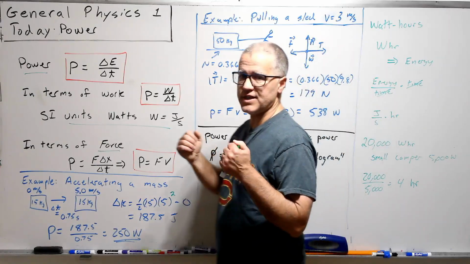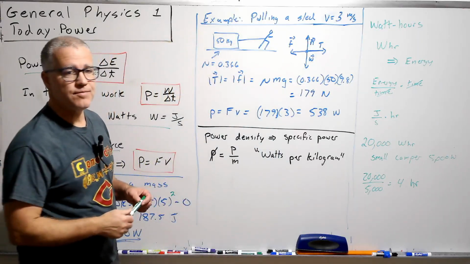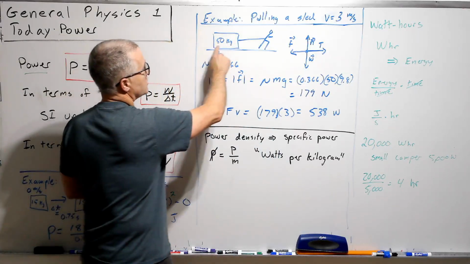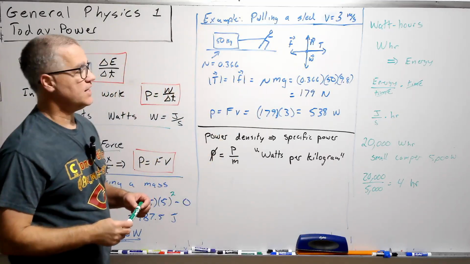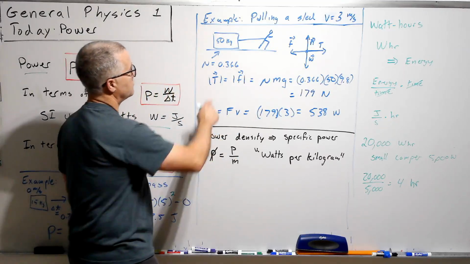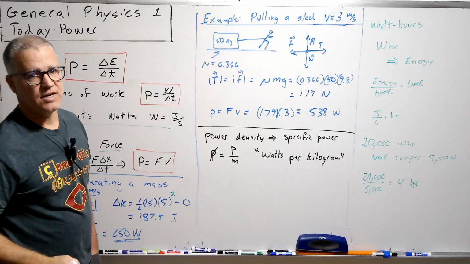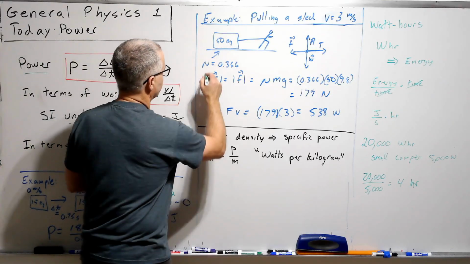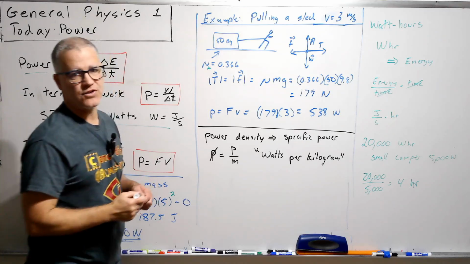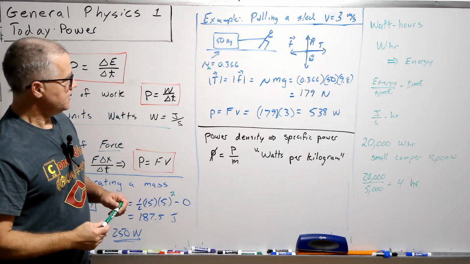All right, let's look at another example. Let's say we're pulling a sled across the ground, but now we have friction here. So we're going to pull the sled at a constant velocity, and the sled will be sliding on some ground with a coefficient of kinetic friction. I should have a k here. Coefficient of kinetic friction of 0.366.